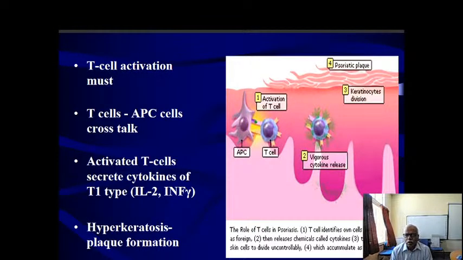So once antigen presenting cells cross-link, there is activation of the T cells, and these activated T cells secrete a lot of cytokines like interleukin 2, interleukin 6, interleukin 8, interleukin 12. So they are very important in the pathogenesis. And interferon gamma. Interferon gamma is usually seen in viral infections. And this in turn causes hyperkeratosis and plaque formation.